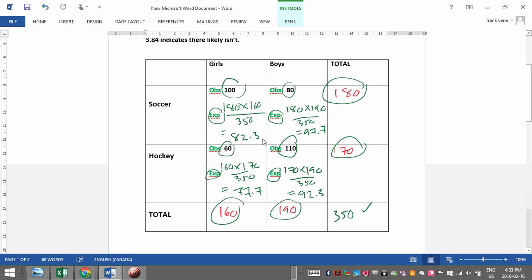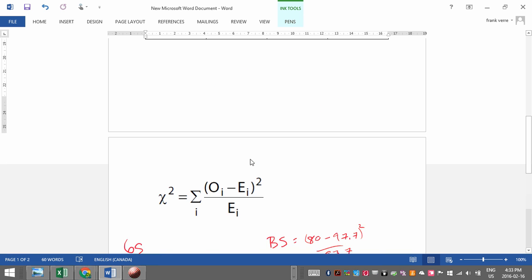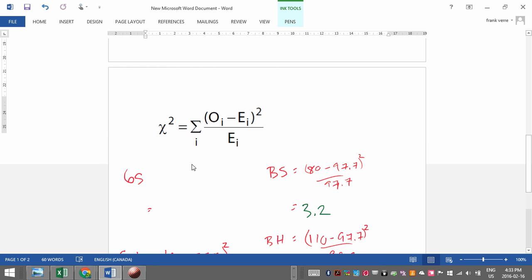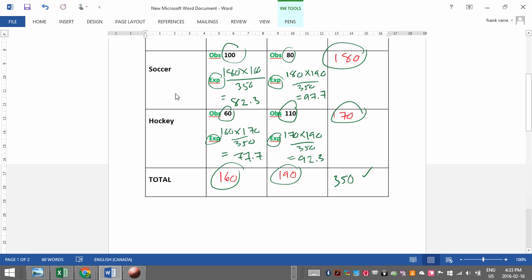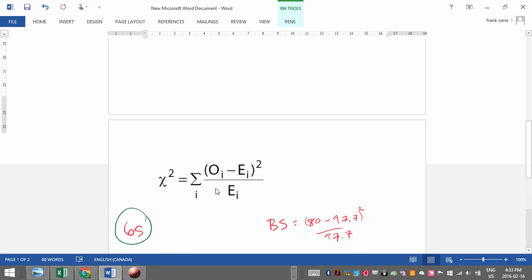Now, is the difference between observed and expected random? Is nothing really going on, or is there some sort of bias going on? Let's do the chi-square test. So, let's look at girls and soccer. Girls, 100 observed playing soccer. We expected 82.3. This is the chi-squared formula. It's the sum of observed minus expected, squared, over expected.